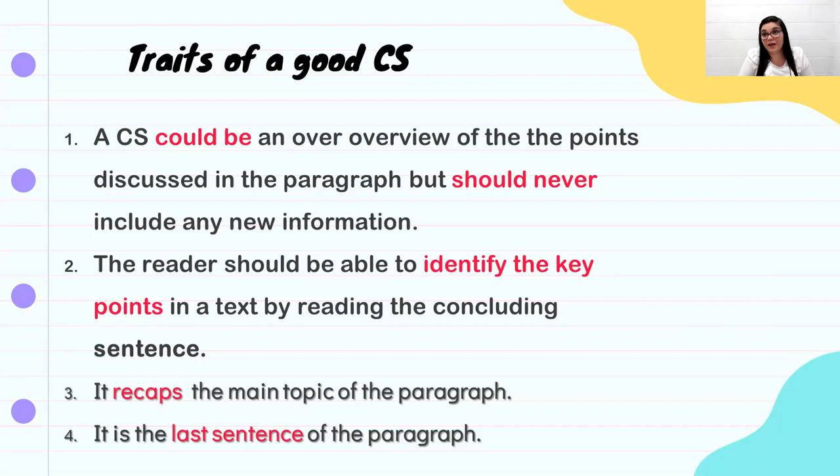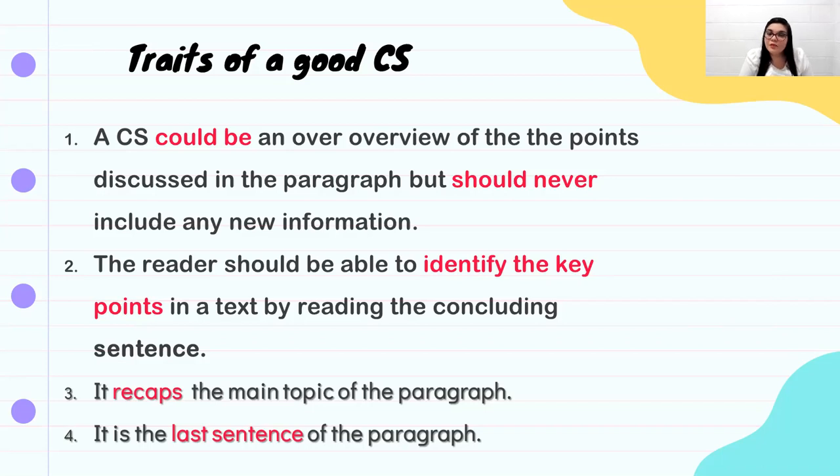Some traits need to be understood. These traits of a good concluding sentence can really help you also have the perspective of what you should see and what you should be ready to write when you are aiming for a very good concluding sentence. A concluding sentence could be an overview of the points discussed in the paragraph, but should never include any new information. It's a conclusion, remember? It's not something you want to add for your reader to be interested in more. You just want to conclude your paragraph.